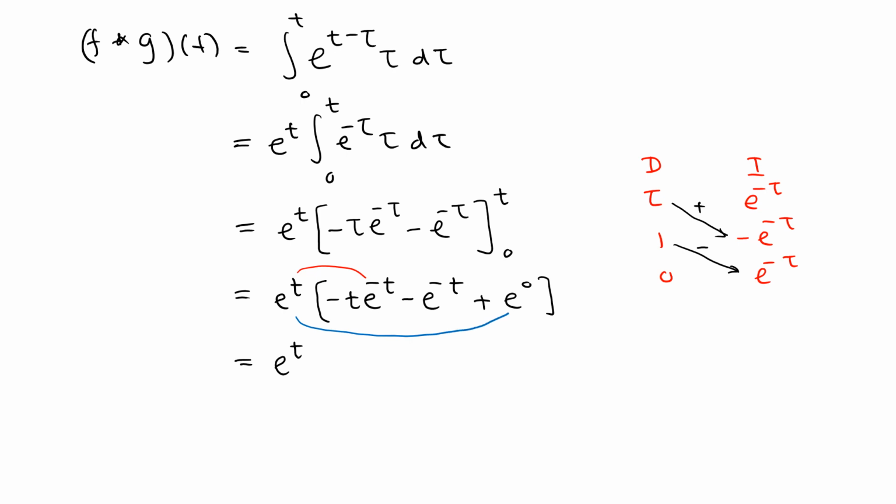And then from the first term you get minus t, and then from the middle term you get minus 1. So you can see that you end up getting the same answer. But the benefit here is this looks simple. Okay, so that's what happened. So you can see that they are exactly the same.